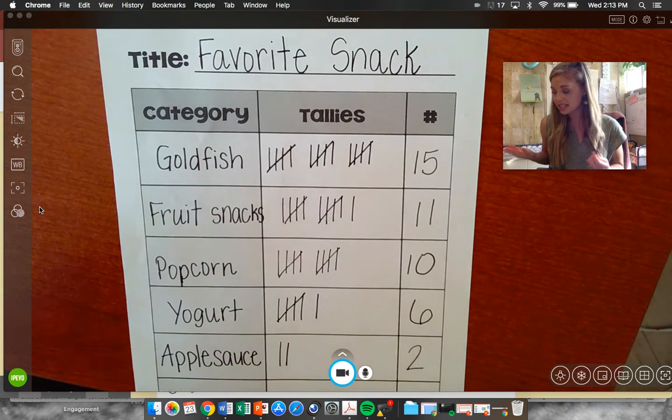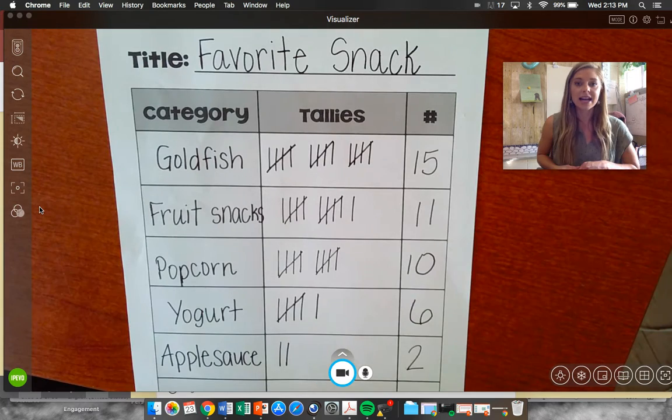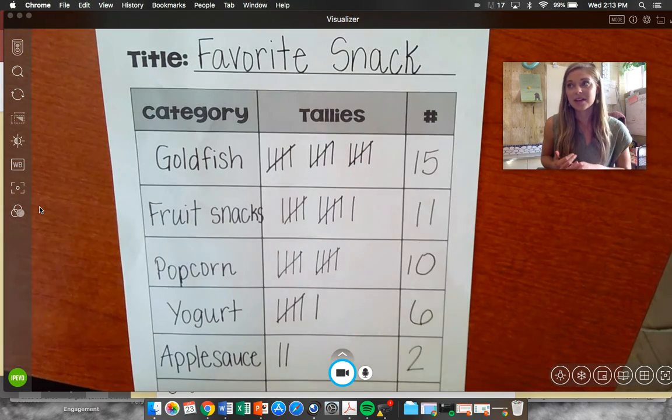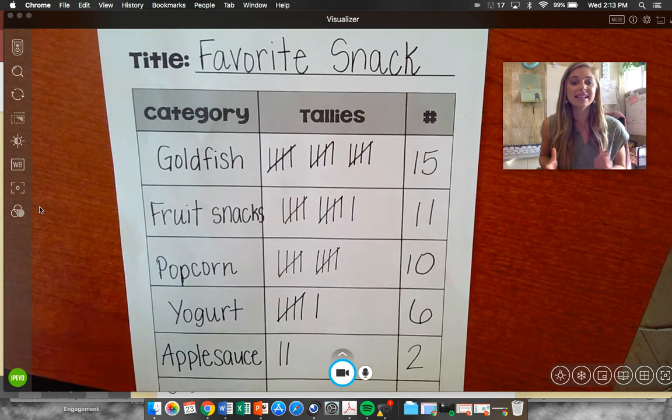So, for example, the most popular snack looks like it would be goldfish because it had 15 votes. And the least popular snack, at least among Milliken's third grade students, is applesauce. So that's the least popular.